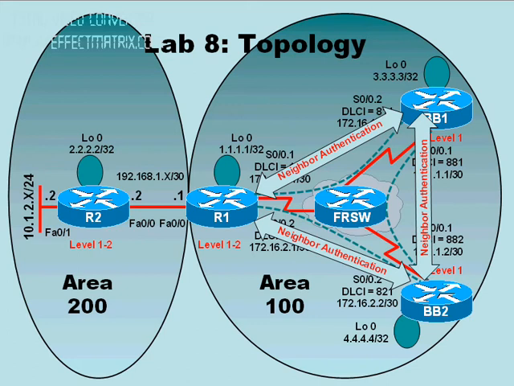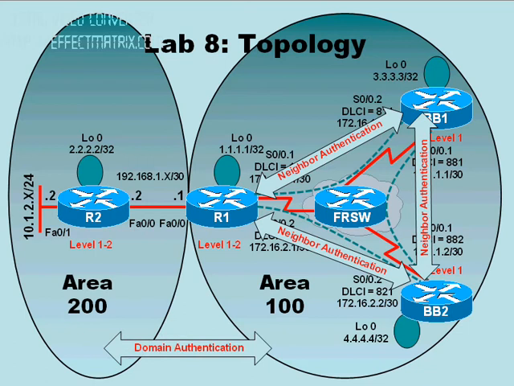Also, to make sure that we don't have any rogue routers joining Area 100, we're also going to set up area authentication. We're going to make sure that all of the routers that belong to Area 100 have a common area password, and we will also want to set up domain authentication to authenticate different areas.